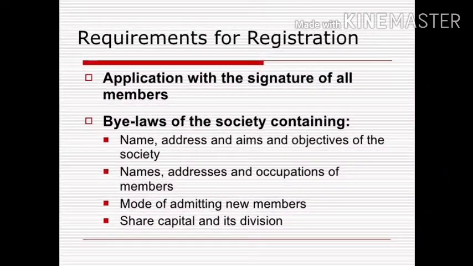Next, I move on to the requirements for registration. Application with the signature of all members. Bylaws of the society containing name, address, and aims and objectives of the society. Names, addresses, and occupations of members. Mode of admitting new members. That means if someone wants to join as a new member, what will be the mode of admitting that member? Share capital and its division.